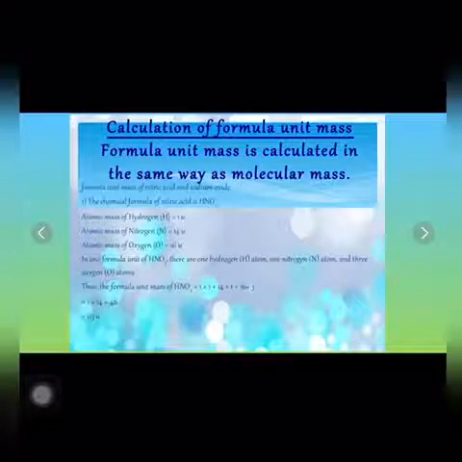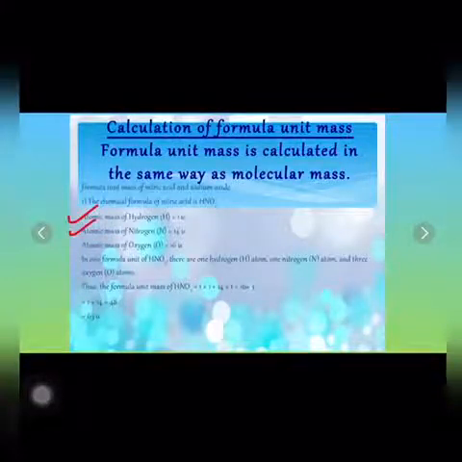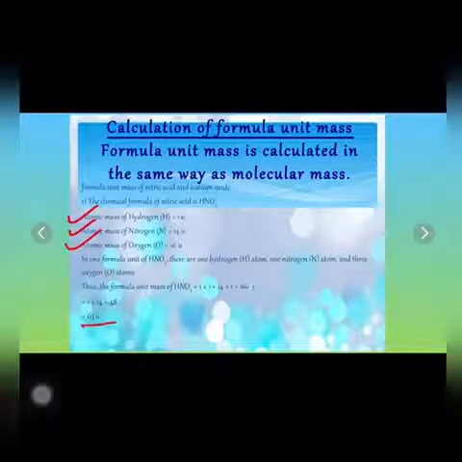The chemical formula for nitric acid is HNO3. It means that nitric acid is made up of 1 hydrogen, 1 nitrogen and 3 oxygen atoms. The atomic mass of hydrogen is 1 unit, that of nitrogen is 14 units and of oxygen is 16 units. Because there are 1 hydrogen, 1 nitrogen and 3 oxygen atoms, we multiply the atomic masses of these atoms by 1, 1 and 3 respectively, and when we add these we get 63 units as the formula unit mass of nitric acid.